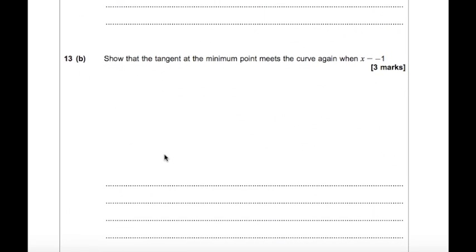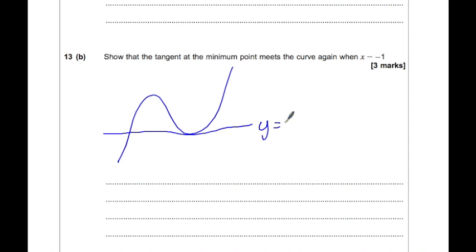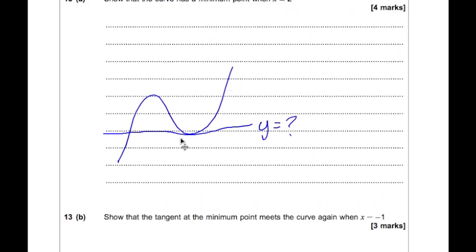Right. 13b: show the tangent at the minimum point meets the curve when x equals minus 1. The first thing we need to do here is find the tangent at the minimum point. If it's a tangent at a minimum point, we know it's going to be horizontal. So we know it's going to be y equals something, because we know its gradient is 0. We're not going to have to bother with y equals mx plus c.